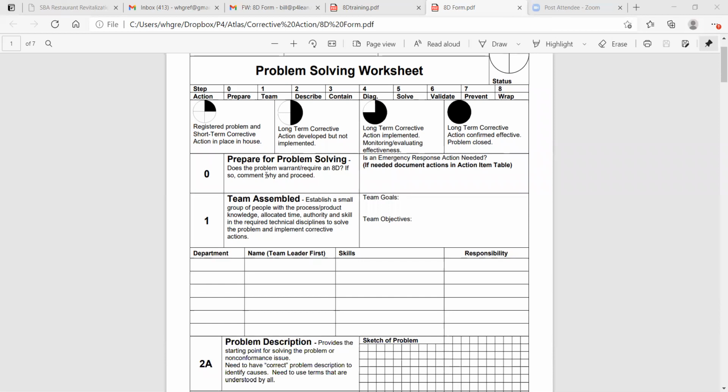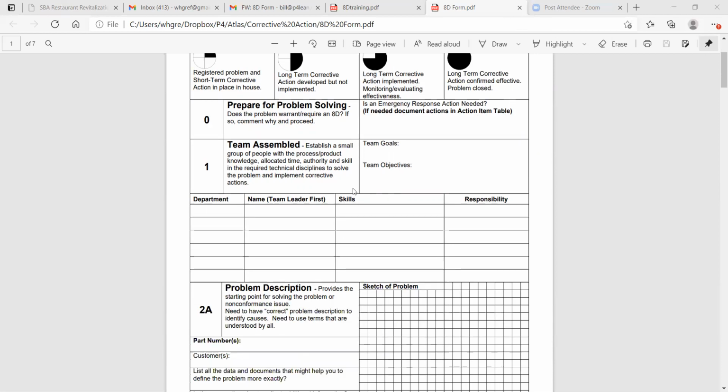Does the problem warrant an 8D? And I guess in our case, yes, it does. Is an emergency response action needed? A team assembled, and I think the team, again, has been specified by Pratt, who the team is going to be, and we'll get that filled in.